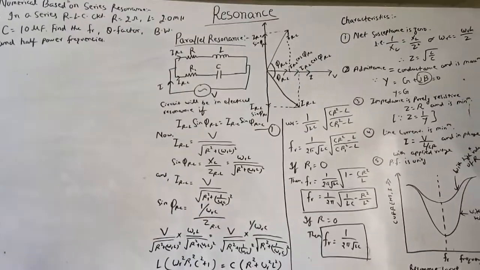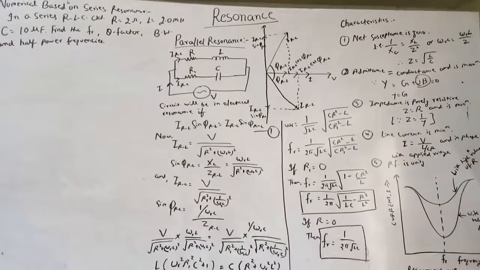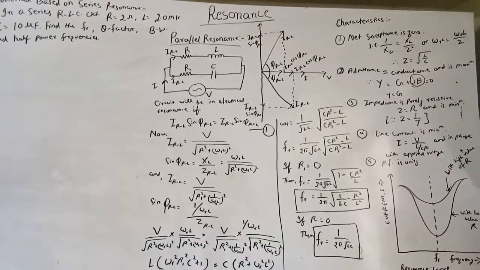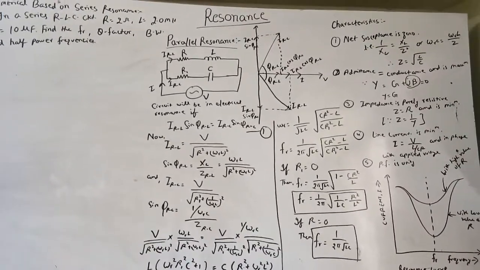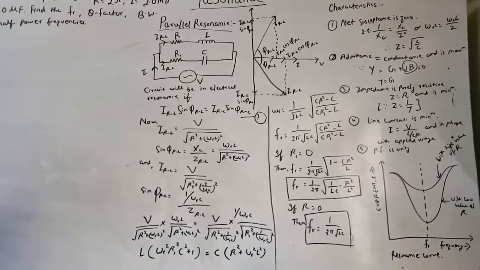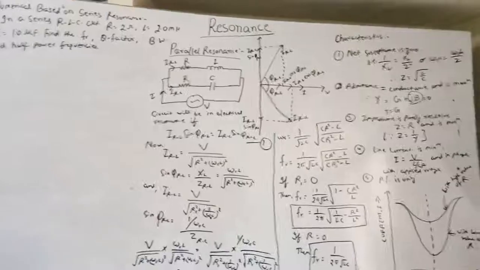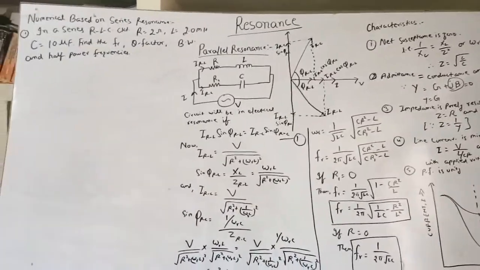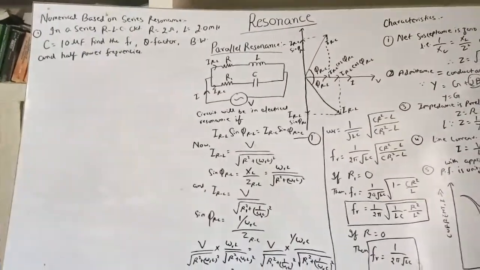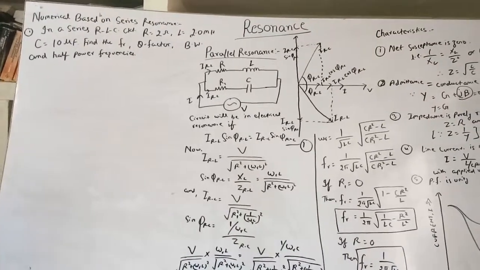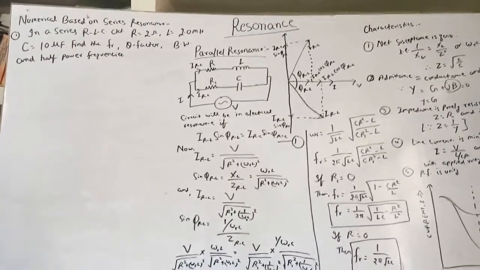Students, in the last lecture we have derived the formula for bandwidth and lower half power frequency and upper half power frequency for series RLC circuit. On the basis of that, today we will solve a numerical and then we will study parallel resonance. First of all, solve a numerical.